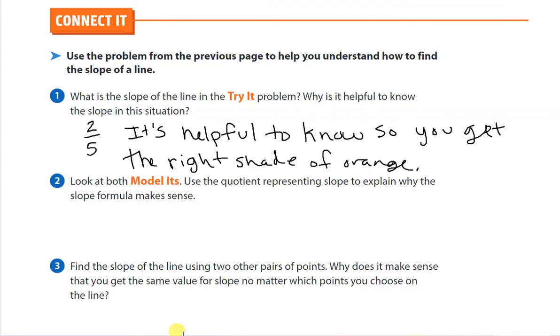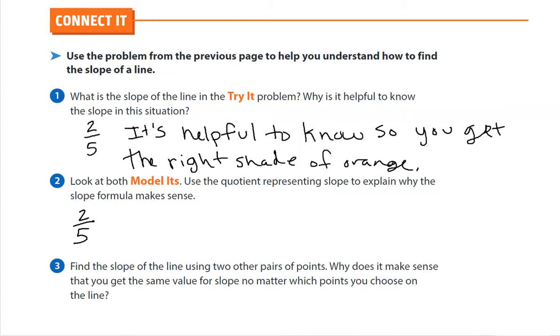Look at both models. Use the quotient representing the slope to explain why the slope formula makes sense. Okay, so the quotient representing the slope. Remember, fraction, that's the quotient. They're just using quotient to describe the fraction, the ratio, the proportion. They're trying to use all those words interchangeably so that you know that they're related. So it's kind of a weirdly worded question.